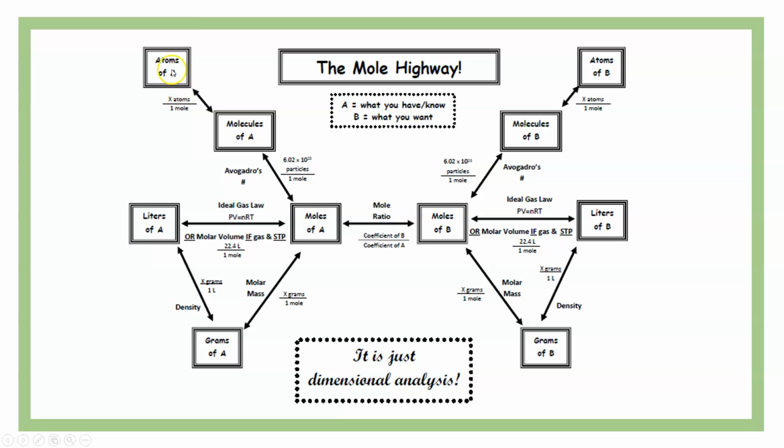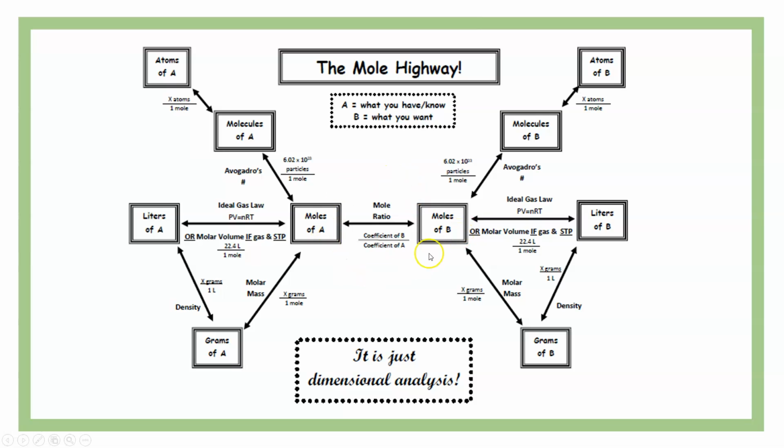So let's start on the left side. You're going to notice it says things like atoms of A, molecules of A, moles of A, grams of A. A is whatever your starting value is. I like to just label things with A's and B's because trying to write all the formulas every time gets really annoying and takes up a lot of space. On the right-hand side, it's whatever we're solving for. It's the new compound that we're looking for. Atoms of B, molecules B, moles of B, etc.